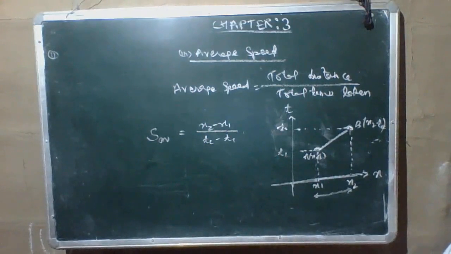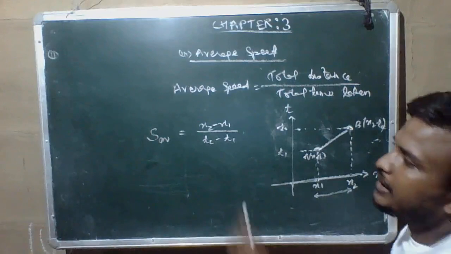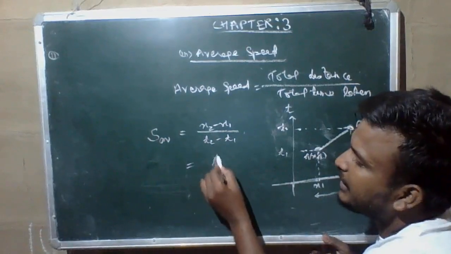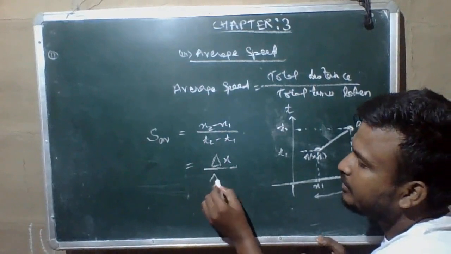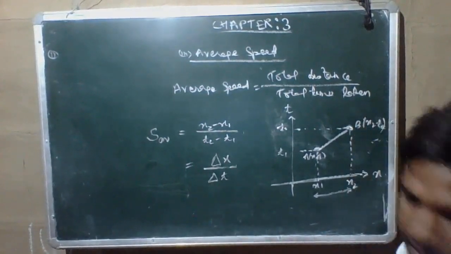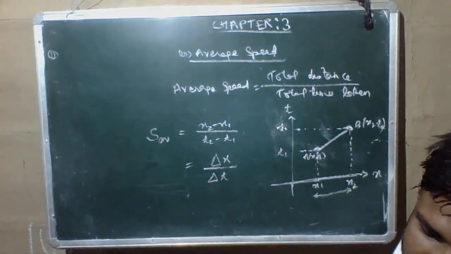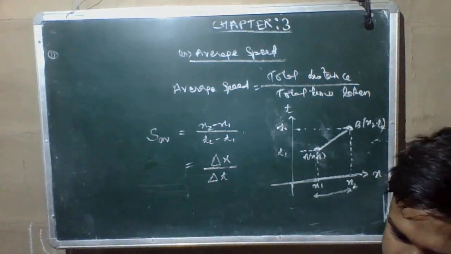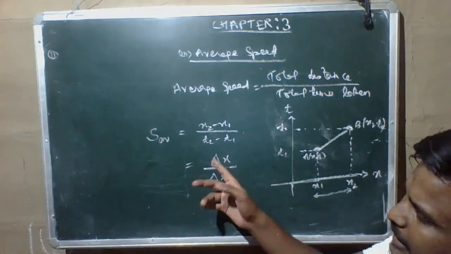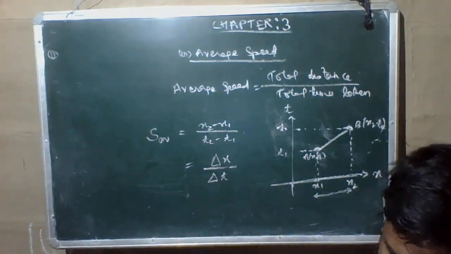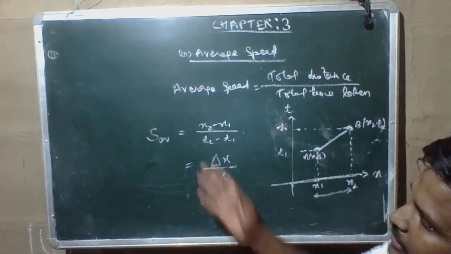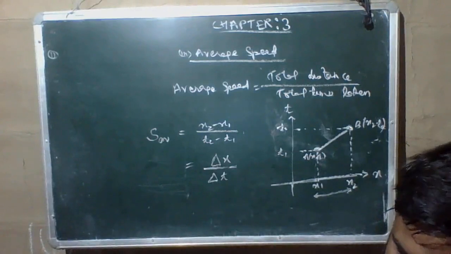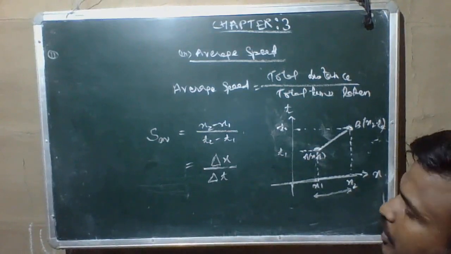So basically what we can say here is that 2 points are involved. If 2 points are involved, then this x2 minus x1 can also be written as delta x. Delta represents change, and t2 minus t1 will be delta t. Again I am repeating, this delta represents nothing but change between how many points? Change between 2 points. So basically this is the average speed between 2 points.